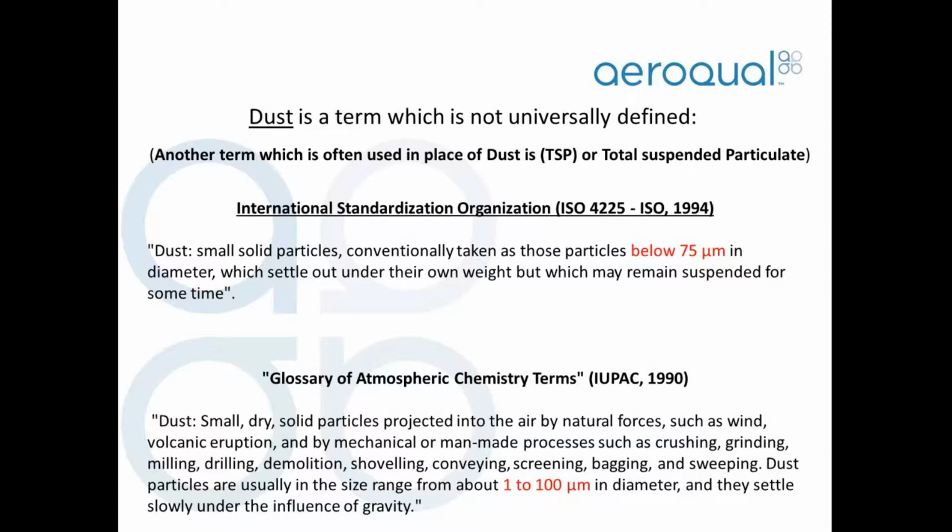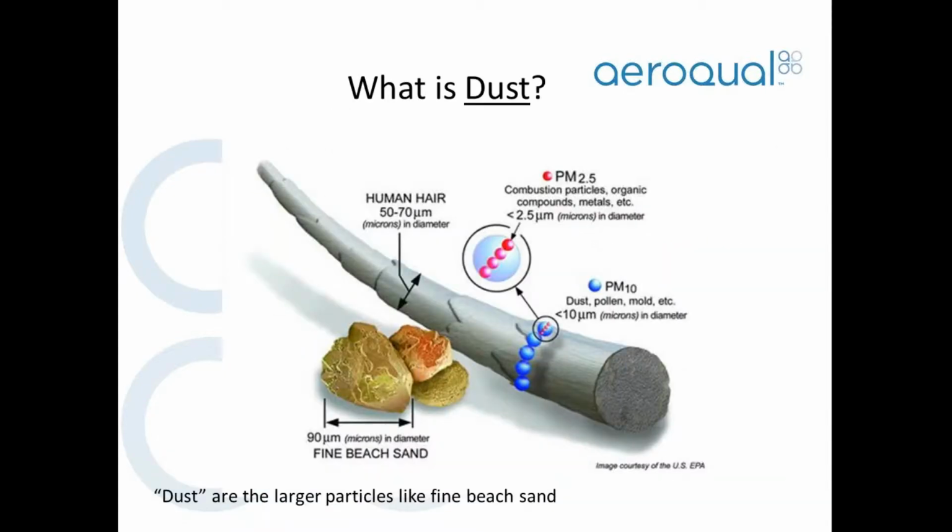Several years ago, during the 1980s and the 1990s, the legislation included this term, Total Suspended Particulate. And although the definition was not well defined, often the term Total Suspended Particulate referred to those particles below 75 nanometers in diameter. So that gives you some idea of how the terminology is set.